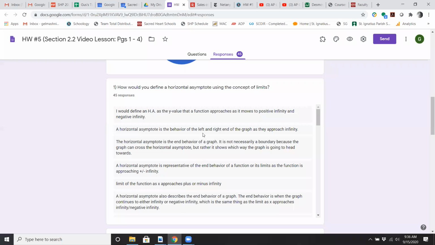So looking at your responses, how do you define a horizontal asymptote using the concept of limits? I define a horizontal asymptote as a y value that a function approaches as x goes to infinity. Good, perfect. This is fantastic. I don't know who wrote this, but whoever did, good job. Or, a horizontal asymptote is the behavior of the left and right end of the graph. Yeah, perfect. It's all about behavior and what y is approaching on the far left and far right of the graph. Yeah. So it's not a boundary that you can't cross. Good. It's not necessarily a boundary because the graph can cross a horizontal asymptote, but rather shows which way the graph is going to head towards. Yes.